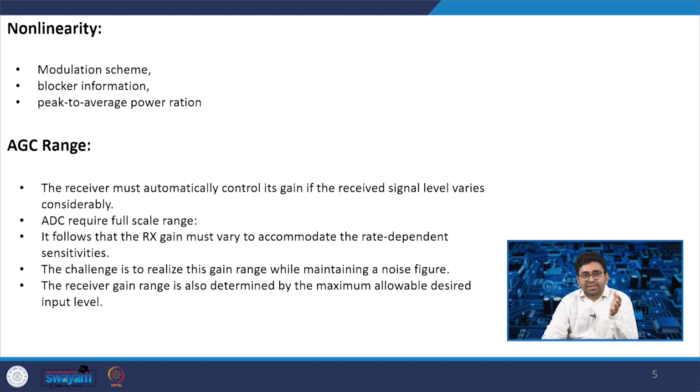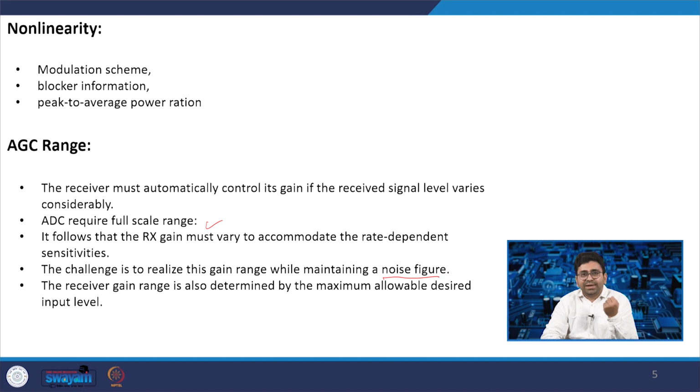However, your ADC requires a full scale range so that it can sufficiently convert the signal to digital, and then you can do the baseband processing. It also follows that the receiver gain must vary to accommodate the rate dependent sensitivity. Here the challenge is to realize this gain range while maintaining the noise figure. Generally we vary the gain by changing or tuning the load. But if you tune the load, it will change the bandwidth, and based on that your gain will change and your noise figure will change. So that is one challenge for a designer.